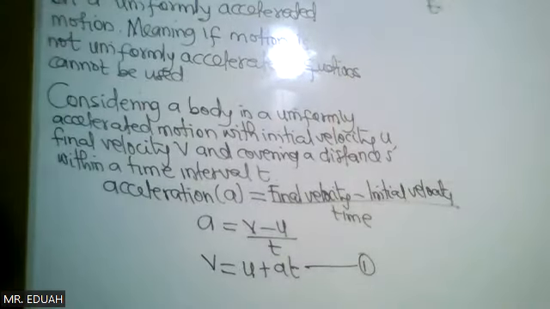So we have S is equal to (U plus, I'm seeing V here, so I'm going to put U plus AT) all divided by 2, times T. Let's play around this and then make S the subject. We have S is equal to this plus this, 2U plus AT all over 2, times T.